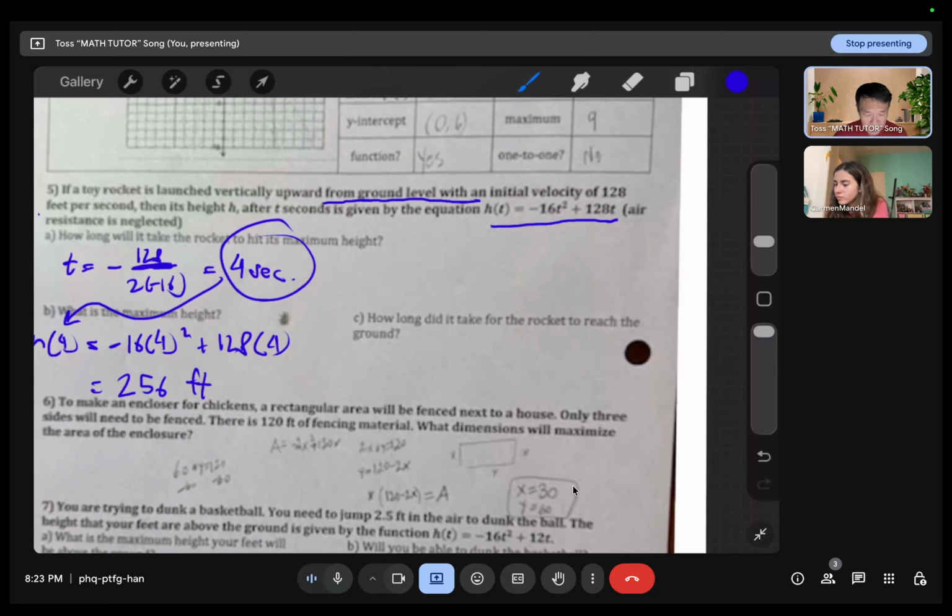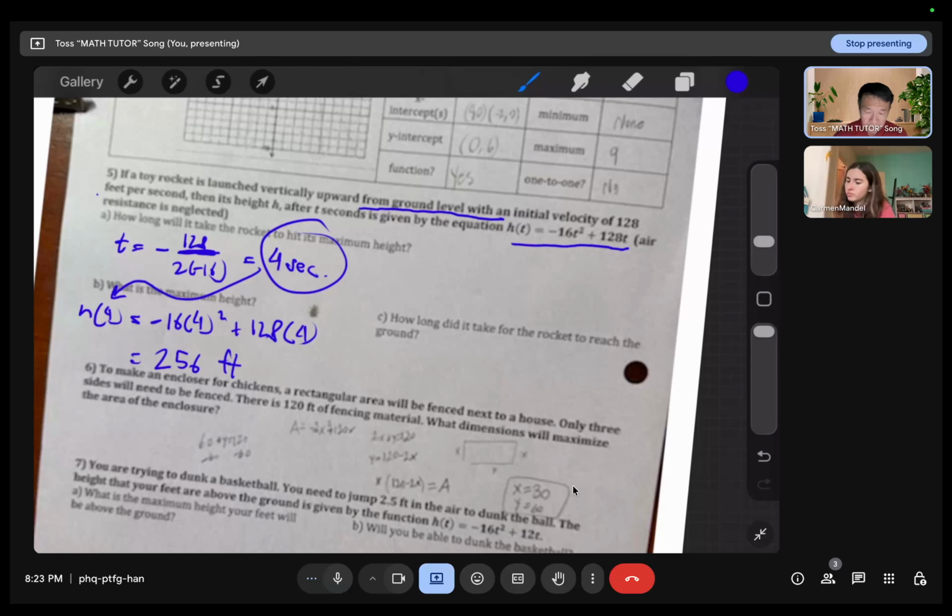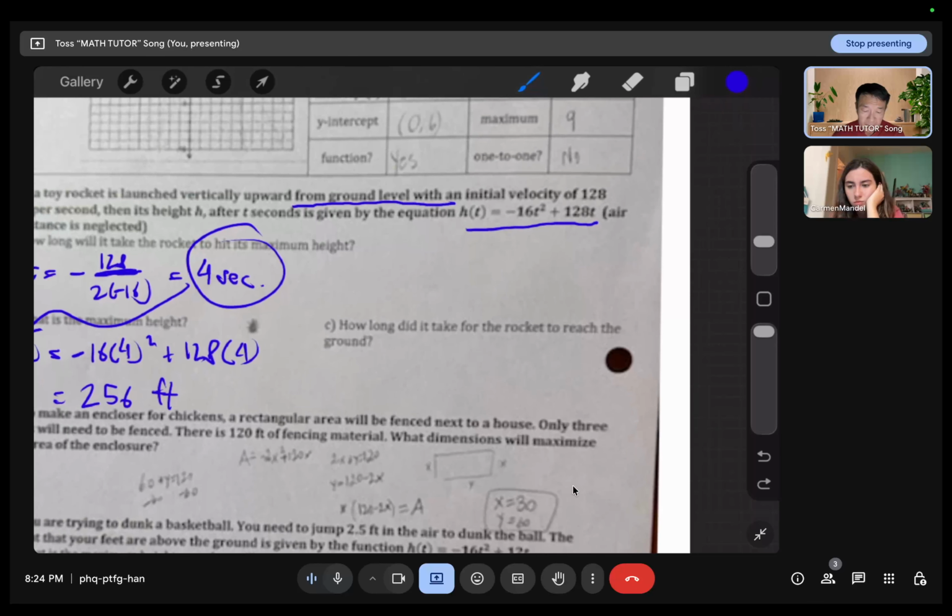How long did it take the rocket to reach the ground? Now, if I were you, that's the x coordinate. Actually, the easiest way, since this is a parabola, but it's not real in real life, you just double this. When you went halfway, 4 seconds, the other half is going to drop down, so it's going to be 4 times 2. It'll be 8 seconds.